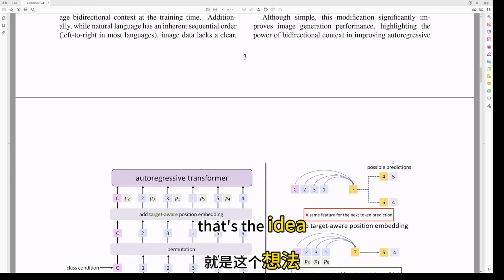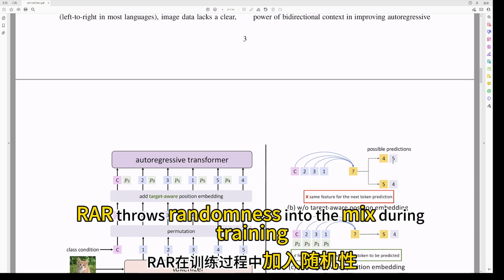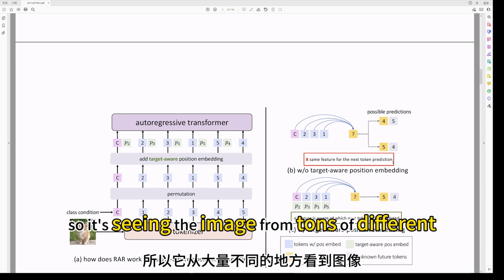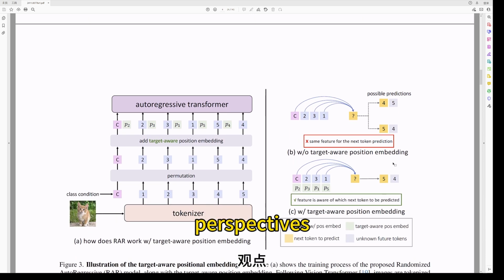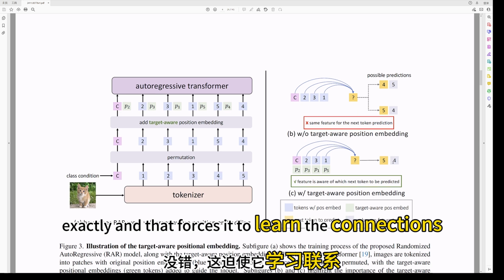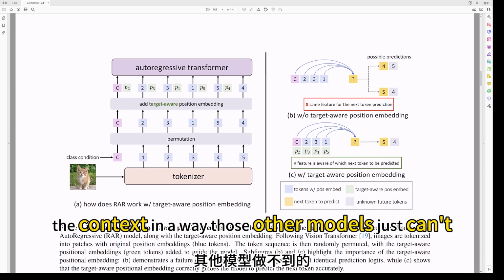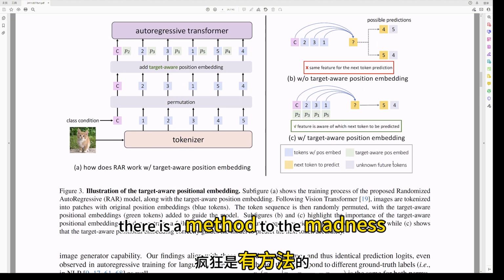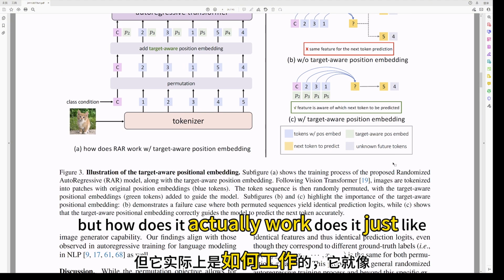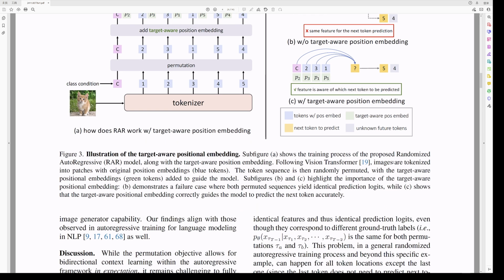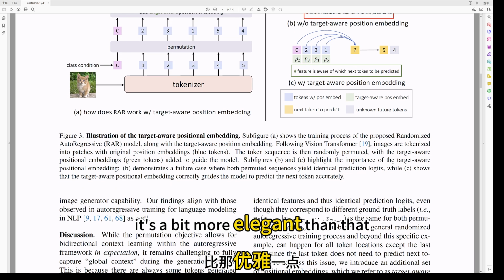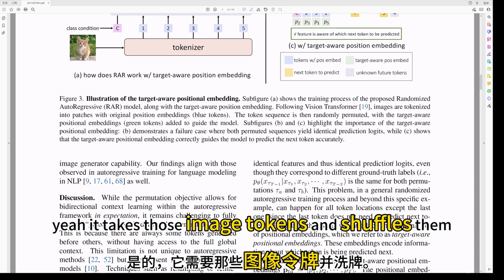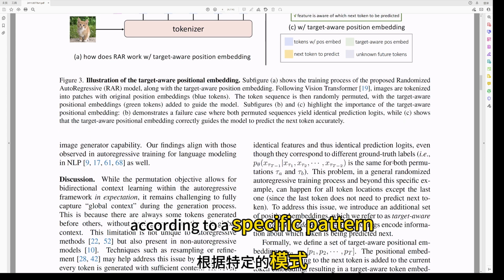Boom. That's the idea. RAR throws randomness into the mix during training. It shuffles up how it looks at those image tokens. So it's seeing the image from tons of different perspectives. Exactly. And that forces it to learn the connections, the context in a way those other models just can't. Wow, okay, I'm starting to get it. So it's not just random chaos. There's a method to the madness. You got it. But how does it actually work? Does it just scramble the pixels? It's a bit more elegant than that. It uses something called permutation. Permutation. Yeah, it takes those image tokens and shuffles them according to a specific pattern.